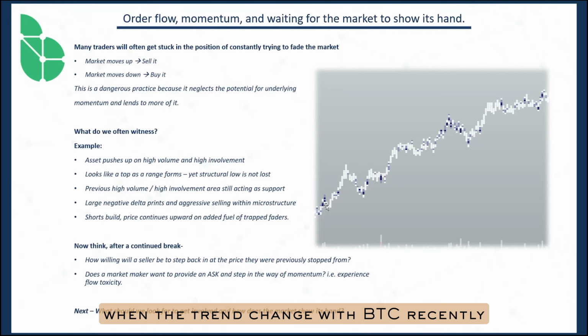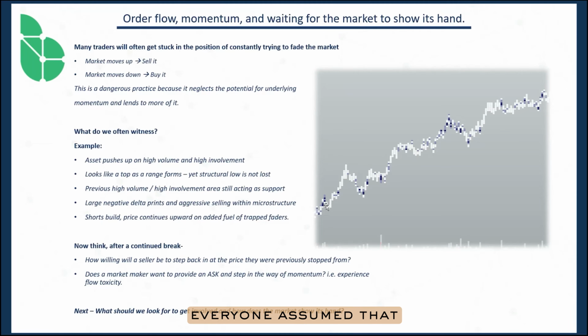So for example, when the trend changed with BTC recently, everyone assumes that because it wasn't the last top, it has to be this one. All right. We don't lose any major structure preceding it. Okay, again, trends are messy. All right, so I'll draw this out just to give you examples.